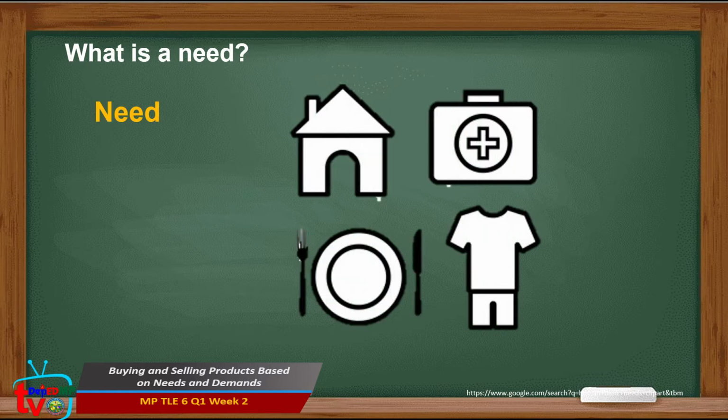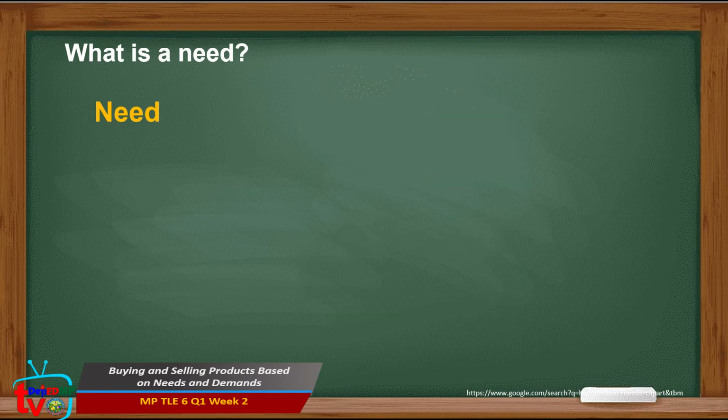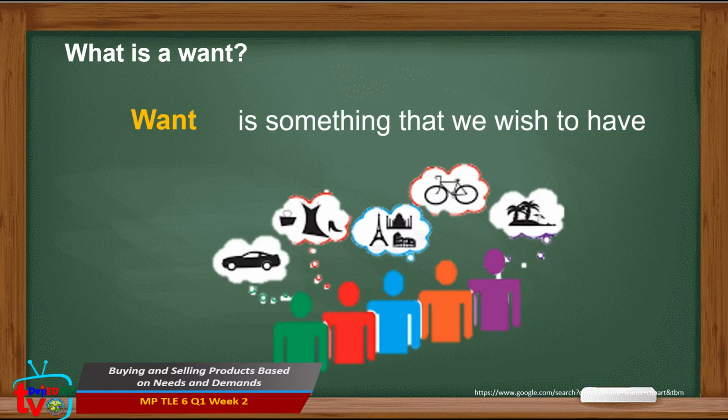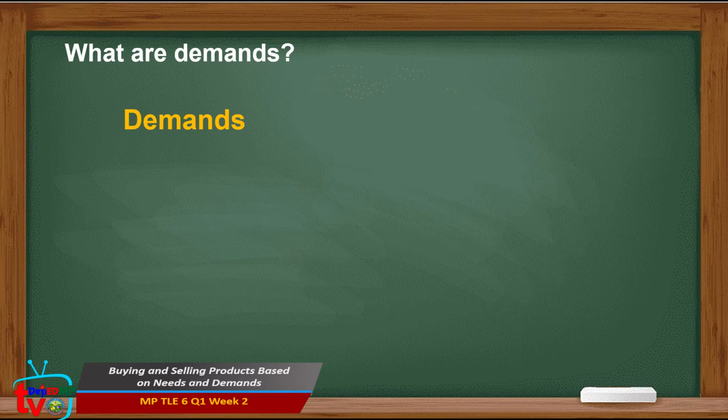Need is an important product that one or we must have and acquire because we cannot survive without this, such as shelter, air, food, and water. How about want? What is a want? Want is something that we wish to have, such as owning multiple gadgets, going on adventure trips, having luxury toys, and extravagant parties. Let us also talk about demands.